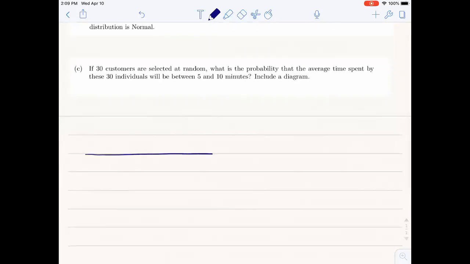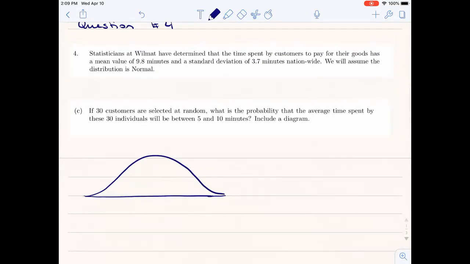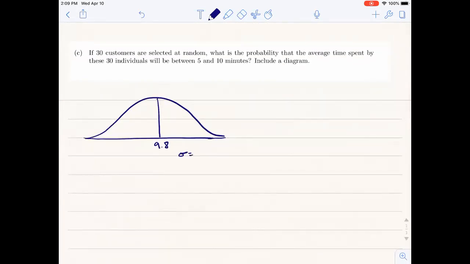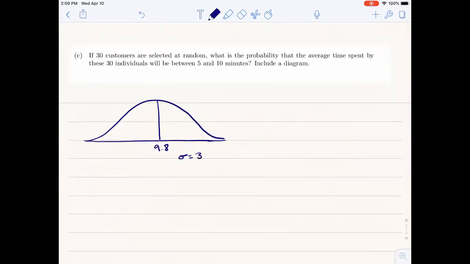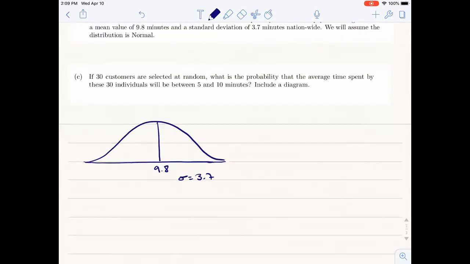So we'll start with our diagram, mostly because it helps us figure out what it is we need to do. And so we've got a normal distribution with a mean of 9.8 and a standard deviation of 3.7. So we want to know the probability of being between 5 and 10. So the probability, remember, is the area under the curve. And so we're looking for this area here.